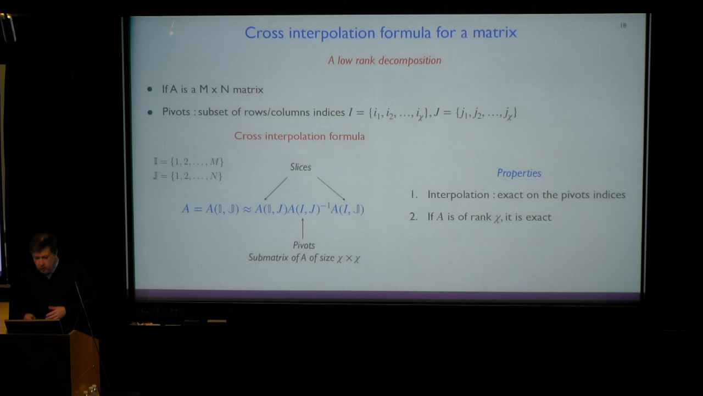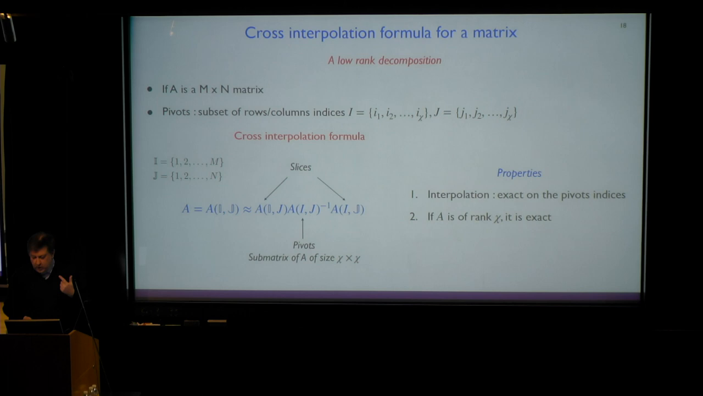That's the cross interpolation formula for a matrix. If a matrix has a low rank decomposition, the way to do that is you take some subset of pivots, some set of row and column indices, big I and big J, 1 to chi, and you write your matrix in general for any indices as the product of slices in one dimension at the pivot position, the slices of the row at the other pivot position, and the inverse of the pivot matrix in the middle. And this has nice properties. First, it is exact when you evaluate it on the pivots that you've used. And second, if your matrix is of rank chi, it's exact everywhere.